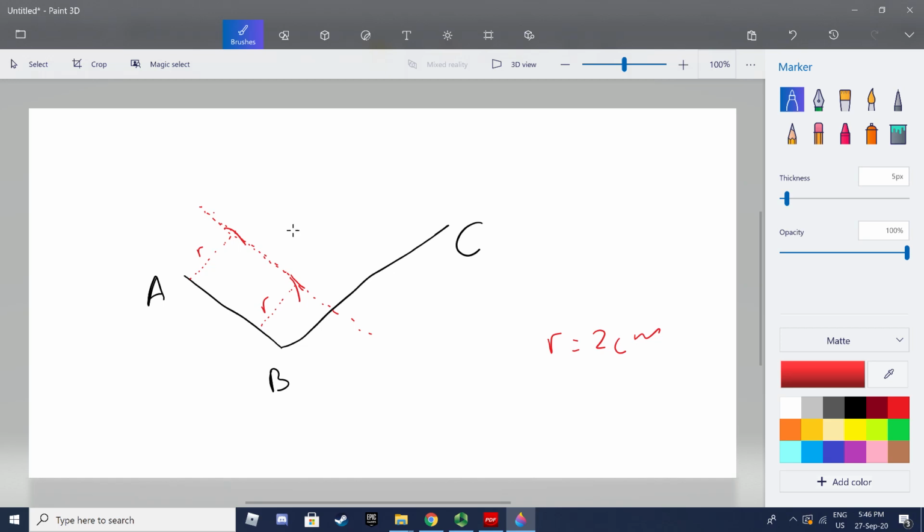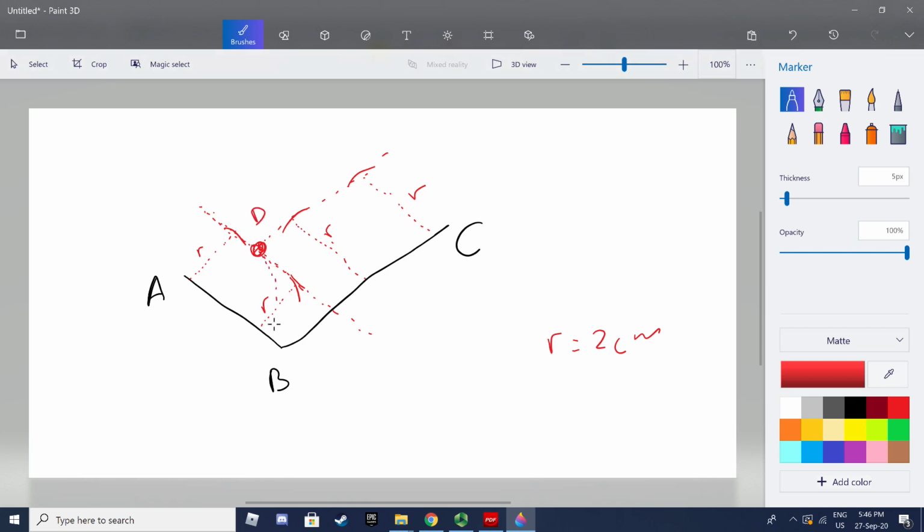Maybe you mark here once. This one has R radius as well. So this is R distance. Once you have these two points, then you can connect them. Actually, you want to find this point. This is the center of the radius. So this is the D point.